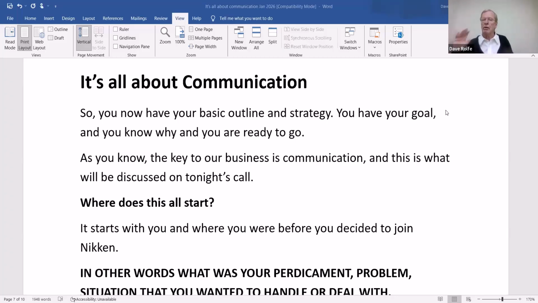So you want to use it. Now let's get into the next part because this is a key component. There were a couple of communications this week about this that came in, and I just wanted to cover it. Then I'll send this document out with the tape once we edit the videotape. So you have the basic outline of strategy, you have your goal, and you know why, and you're ready to go. So that's the bottom line.